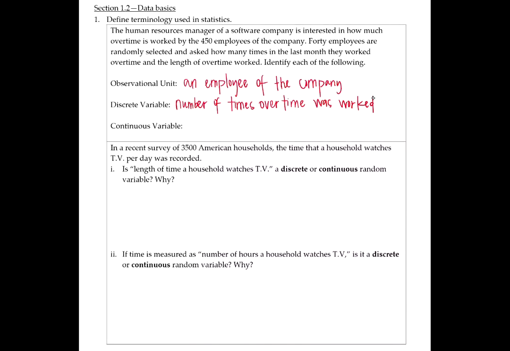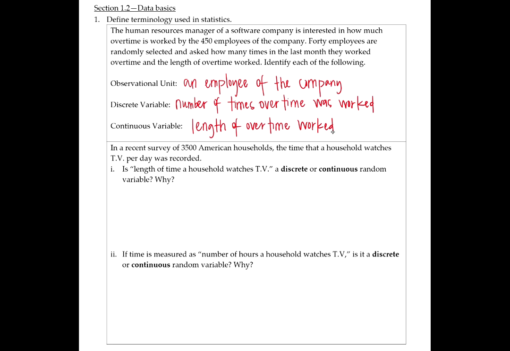A continuous variable is one where there's an infinite number of possible responses. Generally, those are values that are measured, like the length of overtime worked. I like to think of this as values where you could go more and more decimal places if you had a really good measuring tool. So if you have a really good time measurer or clock, you can go more and more decimal places for the length of time overworked.